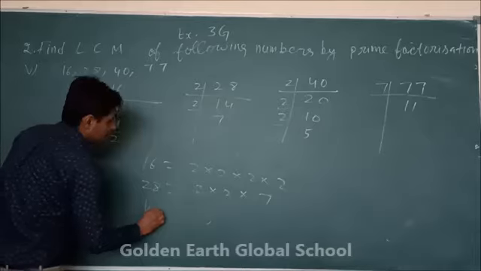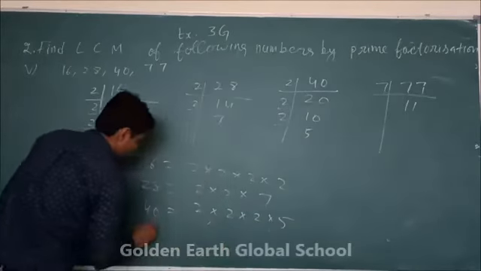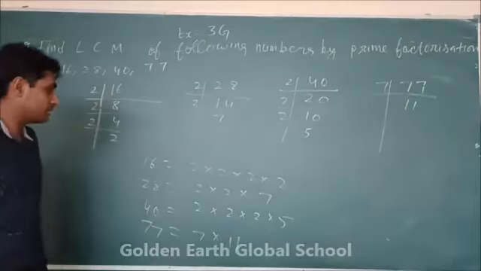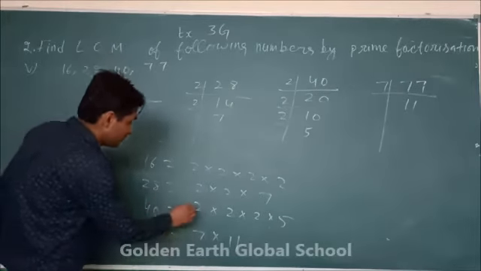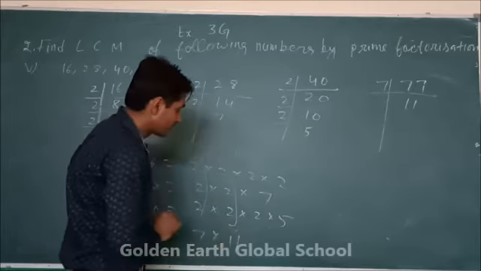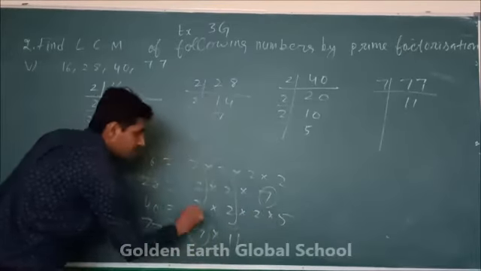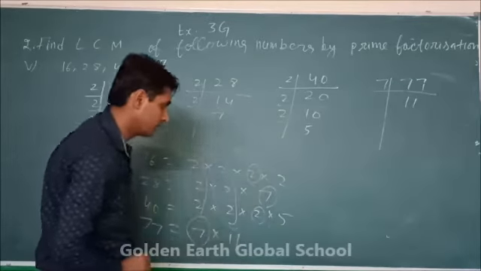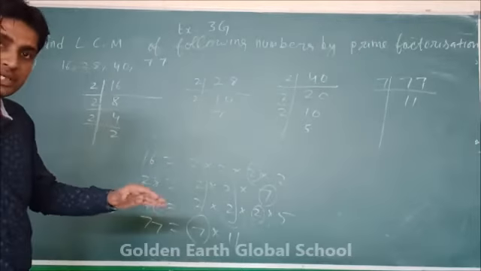Okay, then of 40, then 77, 7 into 11. Okay, then you have to find out the common one. Common one is 2, these 2 also. Okay, then this 7 is also common, this 2 is also common. Okay, so you have to write common numbers one time.